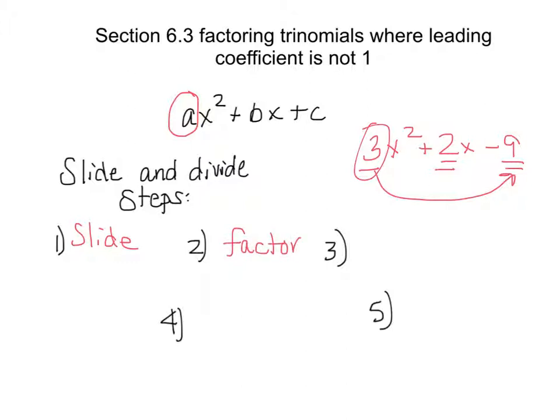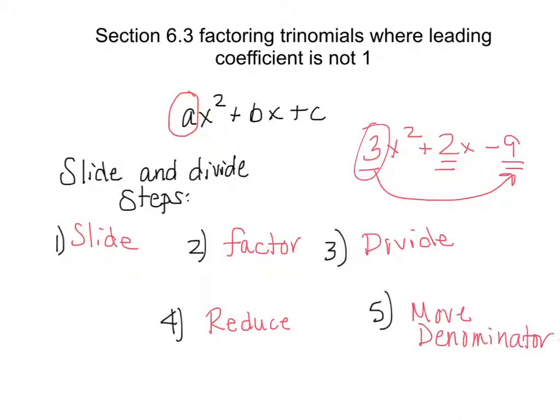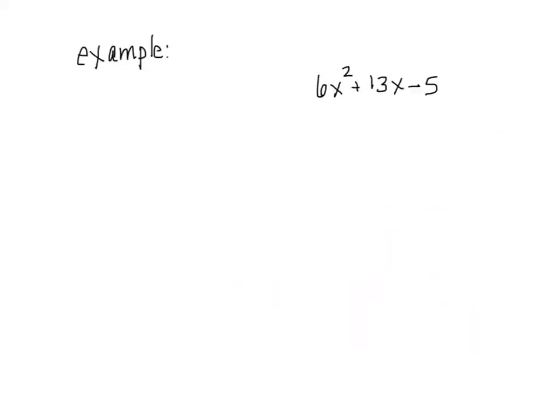The second step would be to factor. The third step is to divide by whatever number you multiplied by. So in this case, we'd be dividing our factors by 3. Fourth step would be to reduce. And the fifth step is to move your denominators. Let's look at this in action.